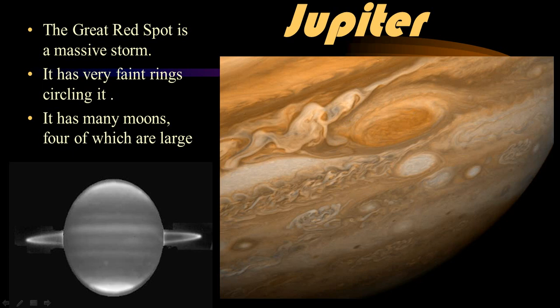It turns out that it does have some faint rings circling it, that we found out when we saw some x-ray pictures of it. And then we know it has lots and lots of moons, up to 60, 70, I don't know, tons of moons out there. But there are 4 that are quite large that we know about that are kind of like a terrestrial planet, in fact.